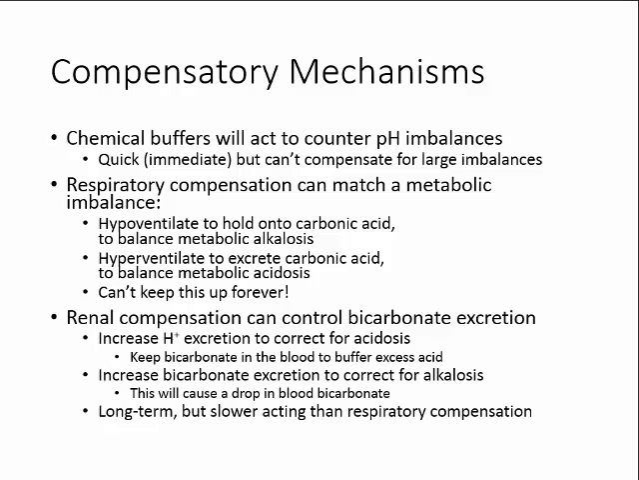Compensatory mechanisms are those changes in the body that are designed to keep the pH in the normal range. Chemical buffers are our first line of defense against acid-base imbalance. They will act to counter pH imbalances immediately, but you only have a certain amount of buffering ability in the blood, and you cannot compensate for large or continuous imbalances.